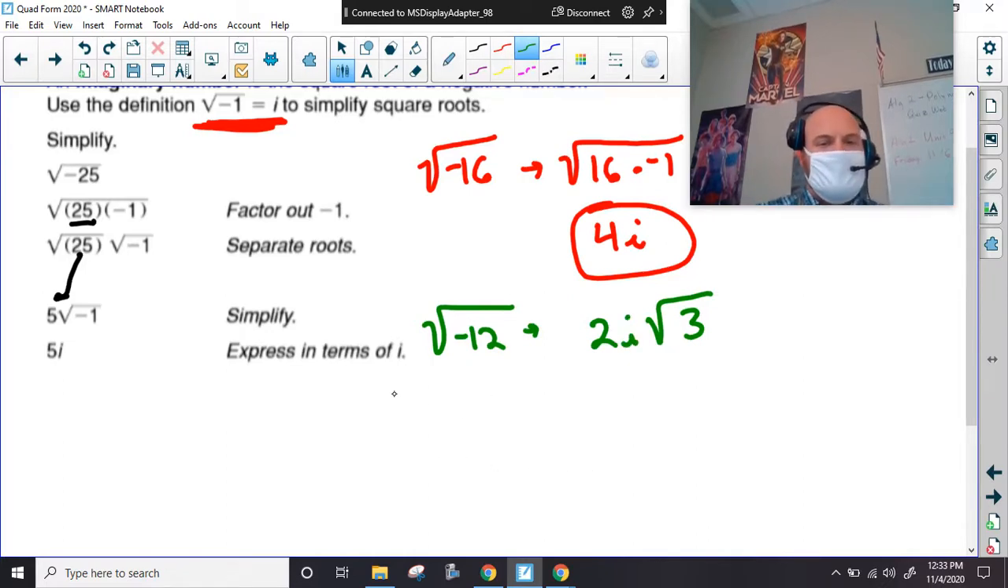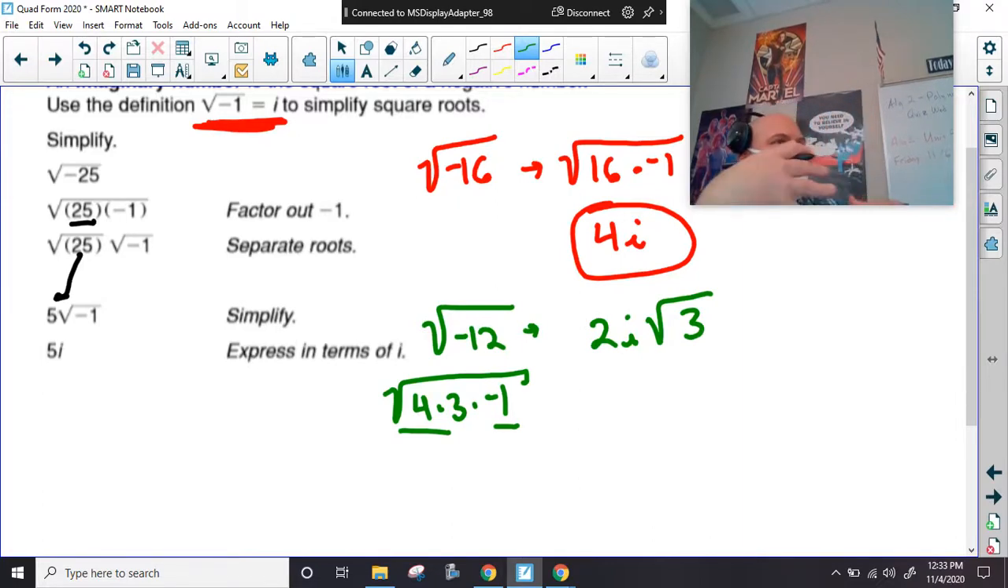The reason why this works out is because this is the same thing as saying 4 times 3 times negative 1. The square root of 4 is 2, and the square root of negative 1 is i. This normally used to be an Algebra 2 standard, but now they've added it into Algebra 1, and this is actually as far as we have to go with it. So we're using this now to find those imaginary roots using the quadratic formula.